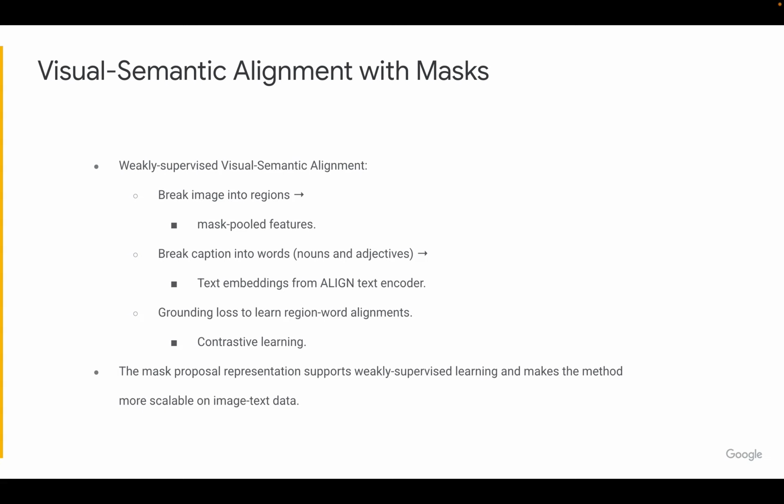We then use a grounding loss to learn the region and word alignments from weakly-supervised image caption data. The grounding loss is similar to contrastive learning on region and word pairs. Unlike per-pixel segmentation, the mask proposal representation supports weakly-supervised learning and also makes the method more scalable on image text data.